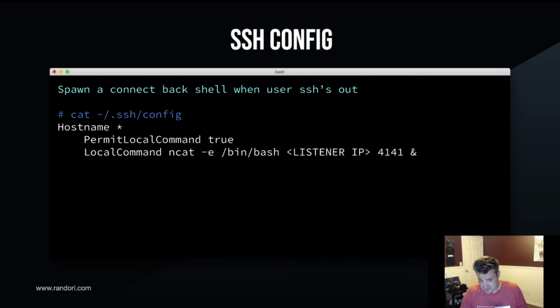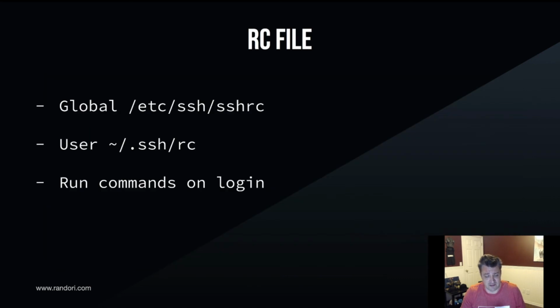So that's actually pretty useful. Another very useful config file here is what's called the RC file. There's a global one, which is /etc/ssh/sshrc, or there's the user version, which is ~/.ssh/rc. And this runs a command on the system right before it drops to shell as the user. So when I log into a remote system with SSH, this command runs on that remote system and gives me a shell, or runs the commands and then drops to a shell for the user.